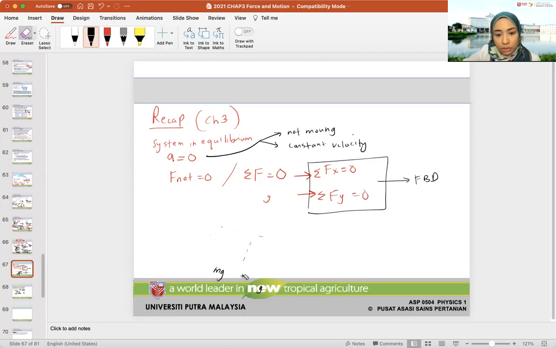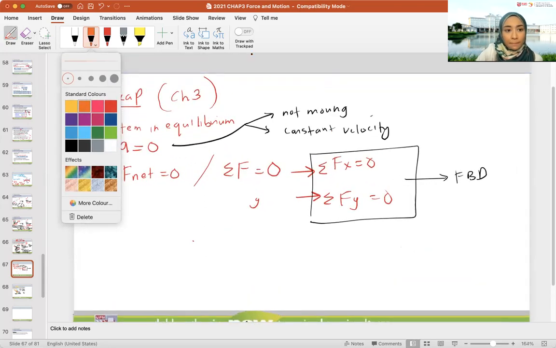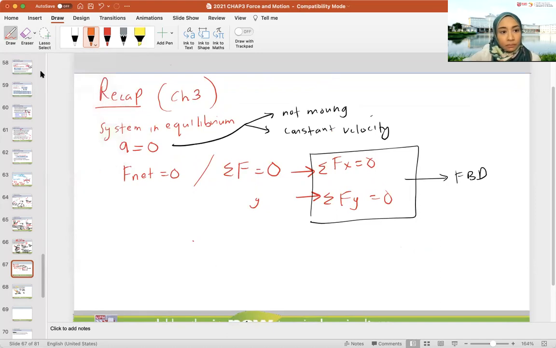What about linear motion? Let me make this bigger. Okay, so system in equilibrium was the first case, and then system in linear motion, specifically when a is not equal to 0. Sometimes we have constant velocity, we can also call this linear motion, but the system in linear motion in this case is specifically when we have acceleration, or acceleration is not equal to 0.